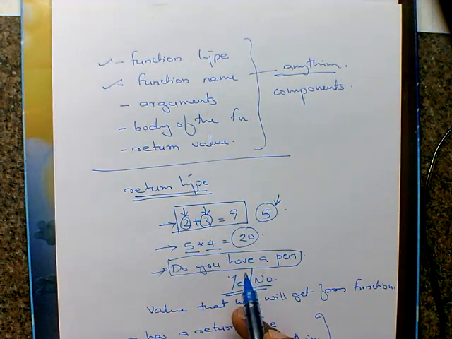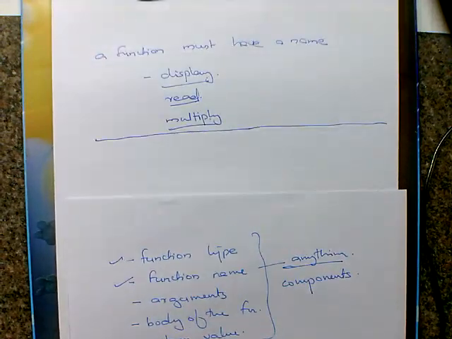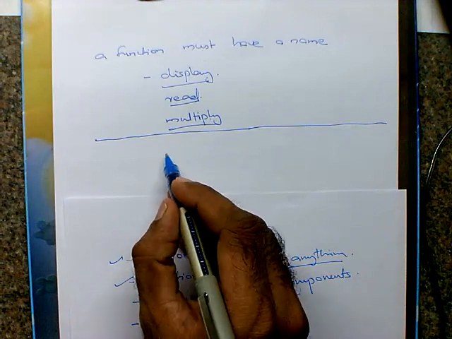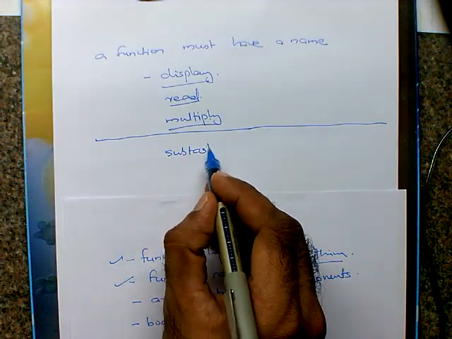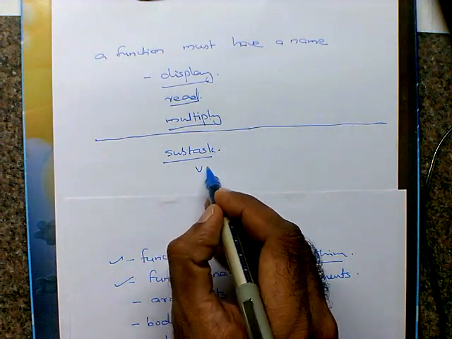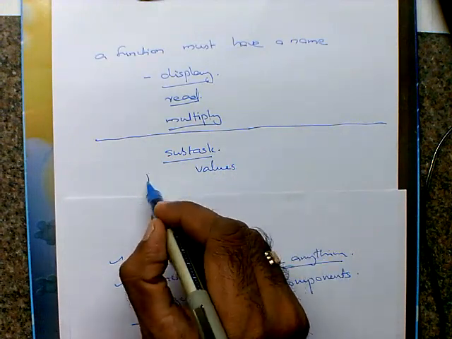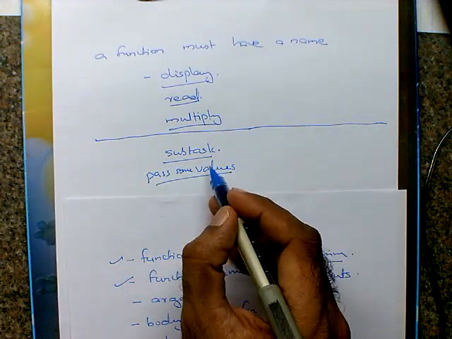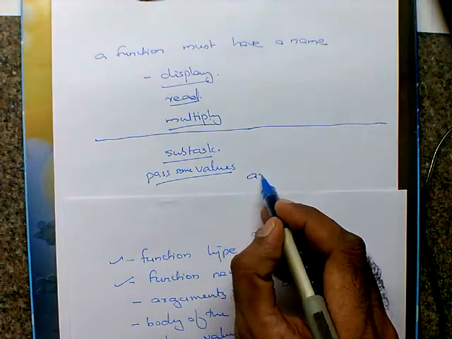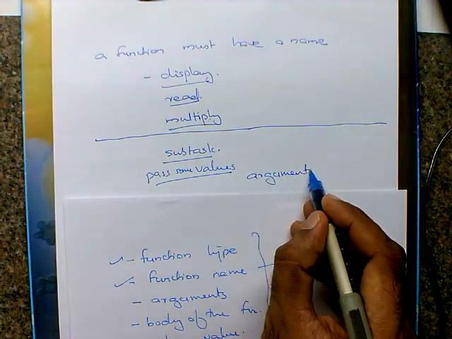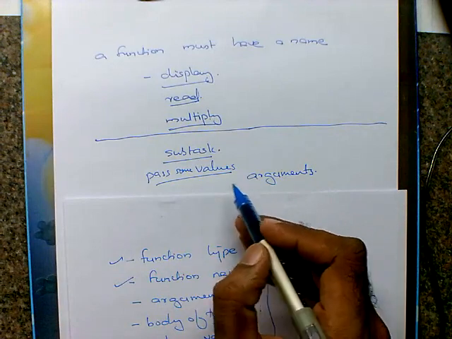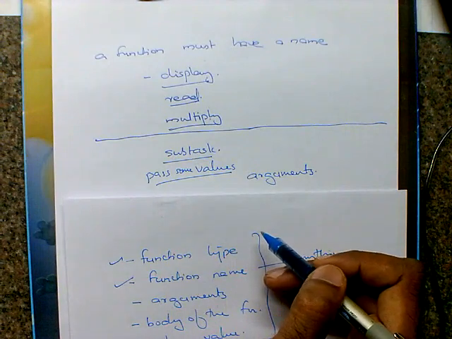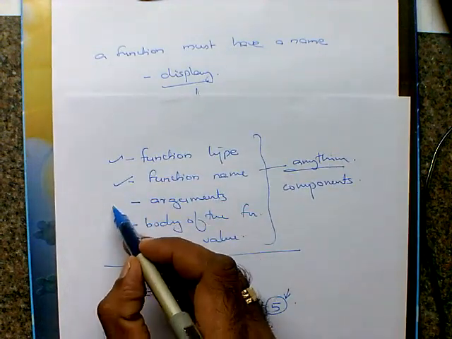That means when you want to find out the answer for a subtask, we may pass some values to that subtask, and those values are called arguments. The values that we pass to the subtask are called arguments. So that is all about arguments.